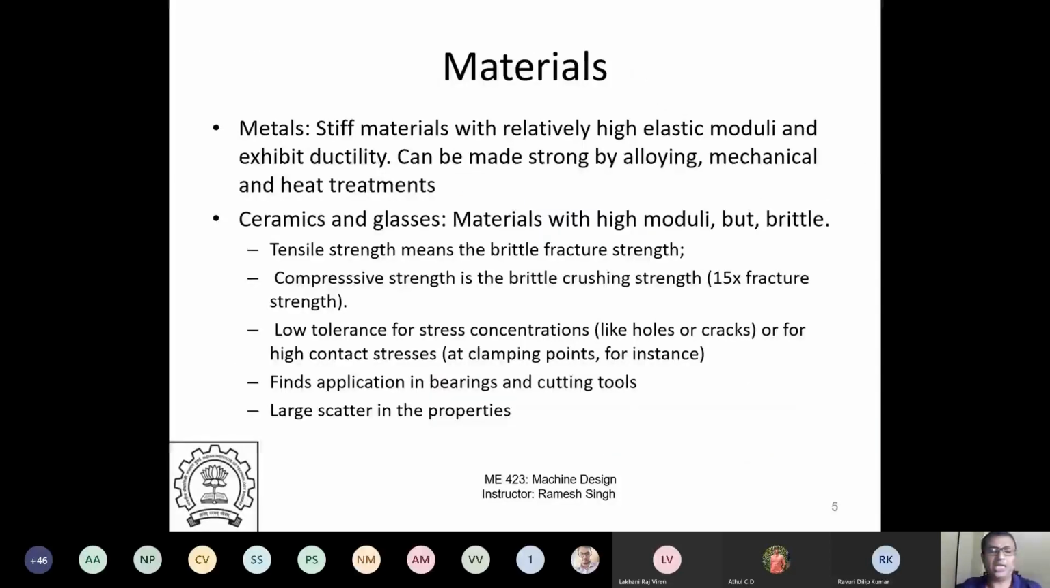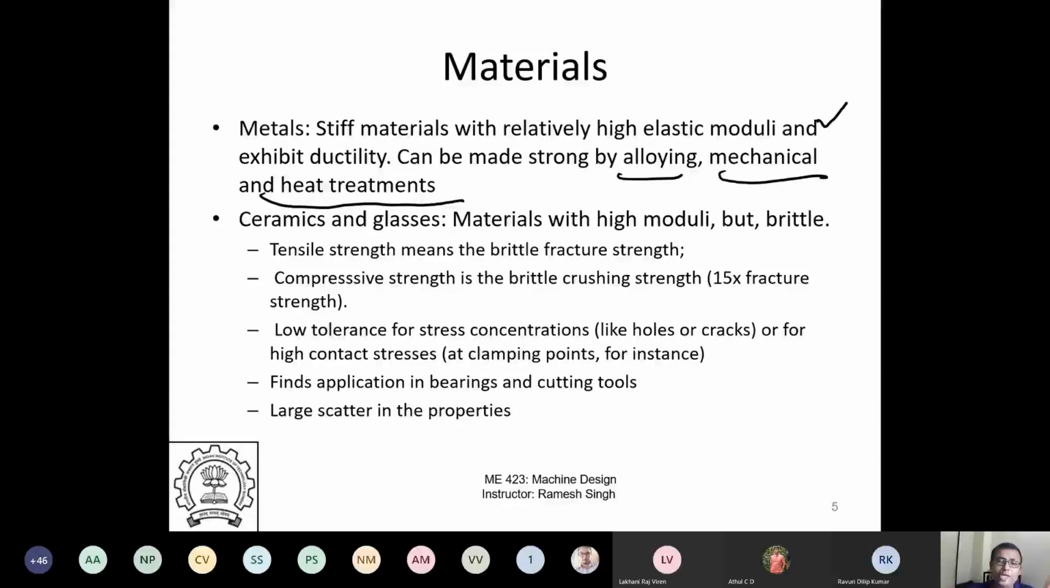So let me just give you some examples, starting with metals. These are stiff materials with very high elastic moduli, and they exhibit ductility. They can be made strong by alloying, mechanical and heat treatment. Mechanical treatment basically means if you deform it, it becomes stronger. So if you do forging, any forged part will be much stronger than an as-cast part. And you can do heat treatment.